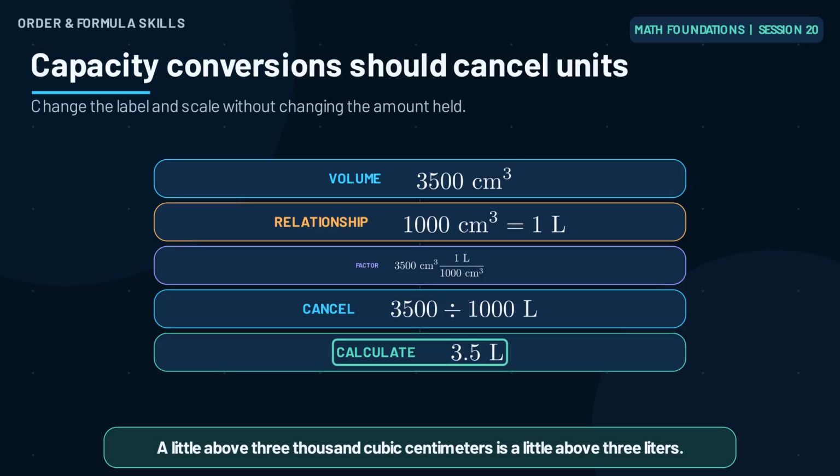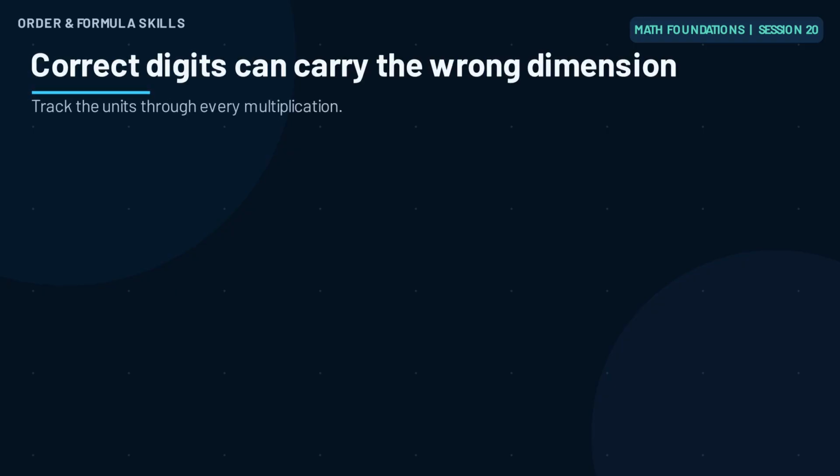A value above 3,000 cubic centimeters should be a little above 3 liters. Write the conversion factor so unwanted units cancel. Correct arithmetic can still produce an incorrect measurement label.